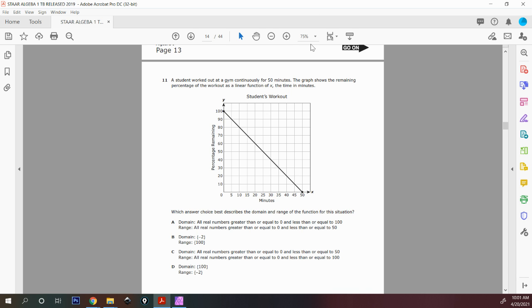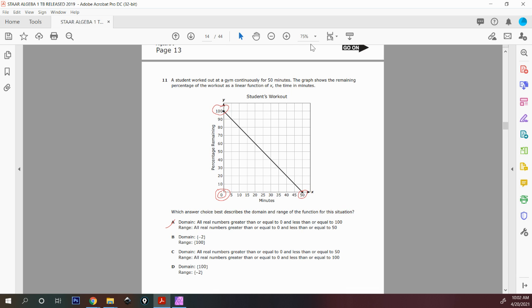Well, I know that domain is simply my x values that the graph covers from left to right. So this is my x-axis. So the smallest x value we have is 0, and the biggest one we have is 50. So my domain is going to be from 0 to 50. Now my y values are going to be my range, and the smallest y value I have right here is also at 0, and the biggest one is 100. So what I need is to have a domain from 0 to 50 and a range from 0 to 100.